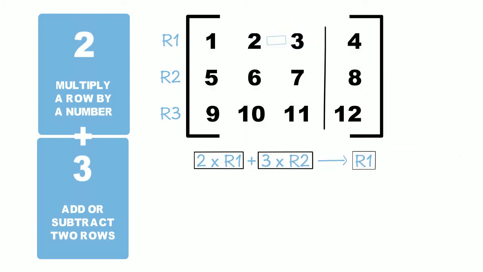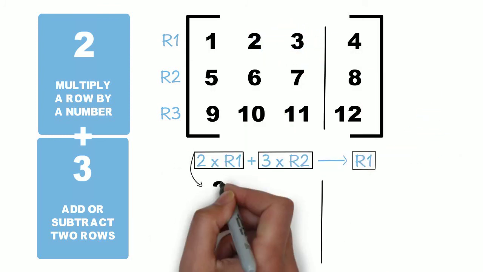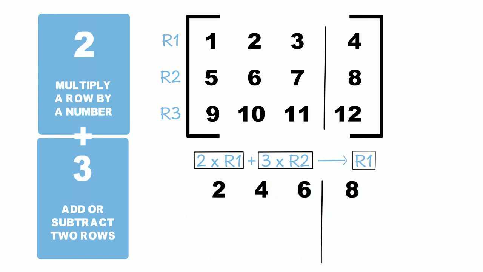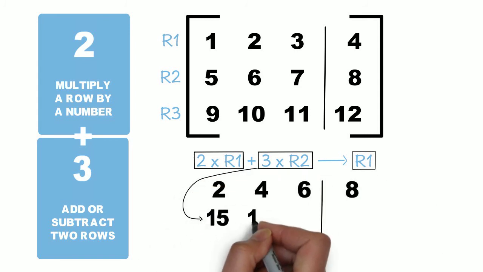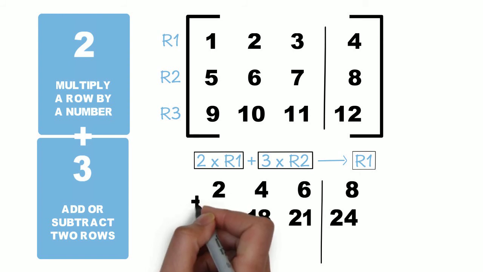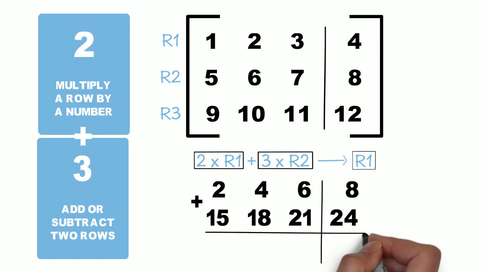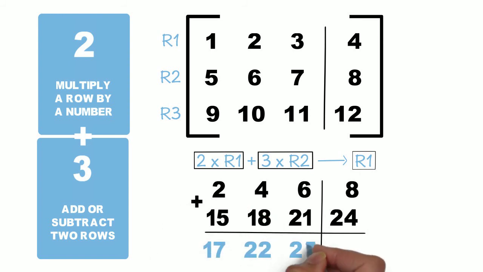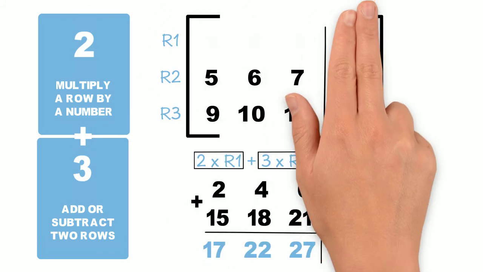Now let's actually go ahead and carry this out. Over here we've got 2 times row 1, and here we're going to lay out 3 times row 2. The equation says to add those together, number by number. Here's what you get when you do that. And finally, the equation says that this answer is going to take the place of our new row 1.